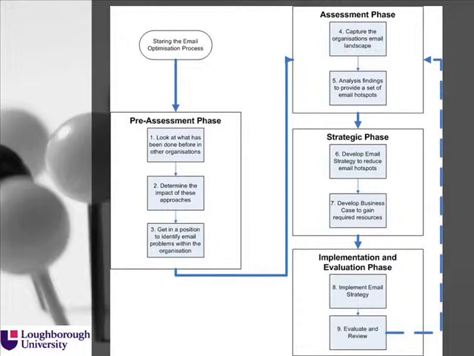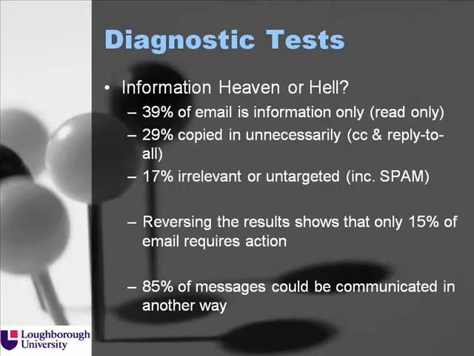Over the years, we've developed the questionnaire. We've come back with lots of different results, and these are just some of the results: 39% of emails are information only, 29% copied in unnecessarily, 17% irrelevant. So if you reverse all that, only 15% of your inbox actually requires action. So is there another way of communicating? Should we send everything via email?